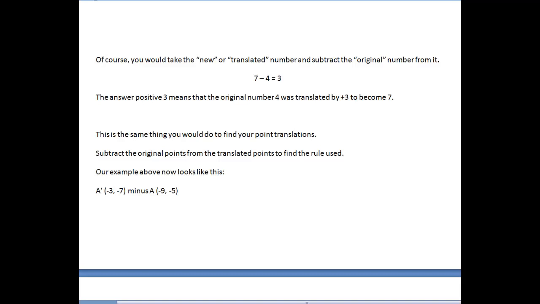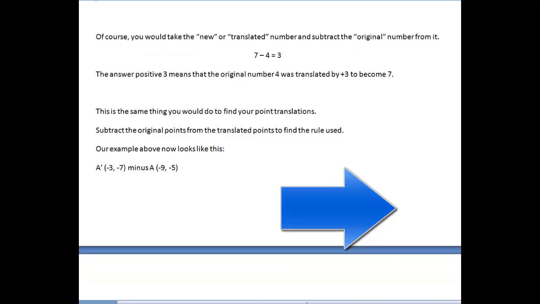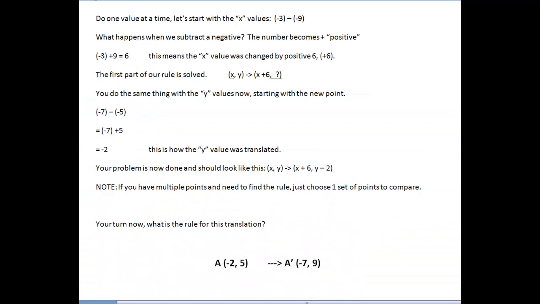And this is the same thing you would do to find out your point translations. Subtract the original points from the translated points to find the rule used. Our example above now looks like this: A prime, negative 3 comma negative 7, minus the original point A, negative 9 comma negative 5. We do one value at a time. Let's start with the x value. We're going to subtract x from x: negative 3 minus negative 9.